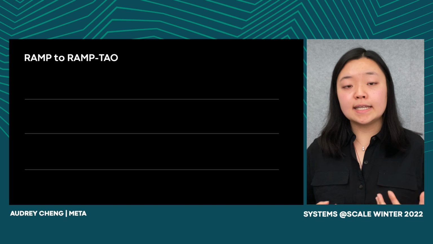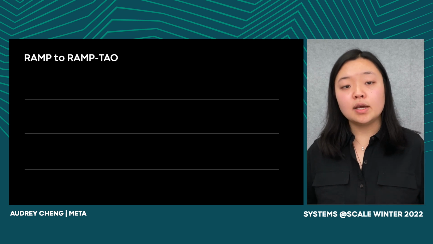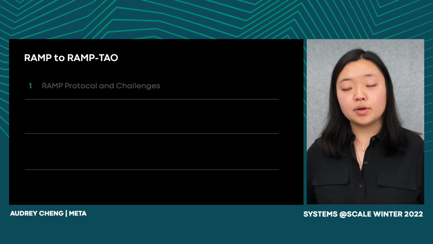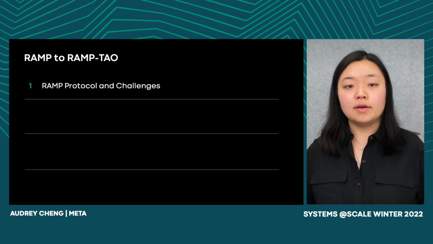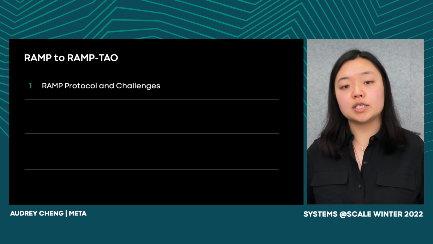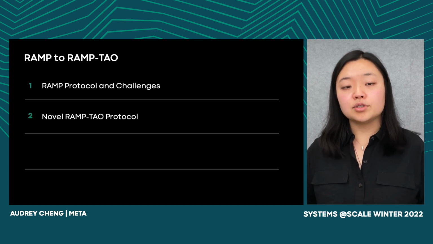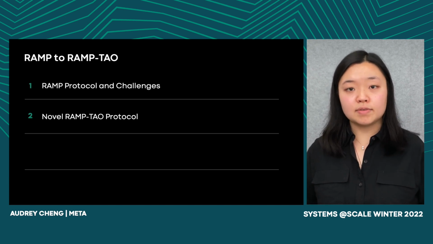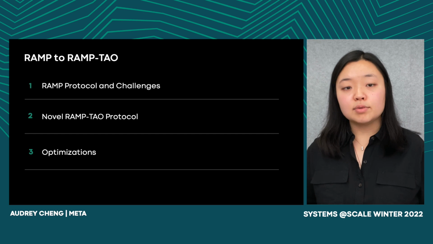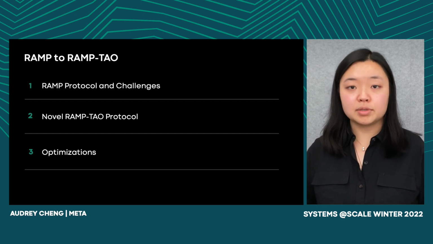So, seeing the need for atomic visibility, we first turn to the RAMP protocols, which are the only algorithms we're aware of that specifically ensure this guarantee. However, there are several challenges to applying them directly to TAO, which we'll cover. And then we'll introduce our novel RAMP-TAO protocol and explain how that's able to ensure atomic visibility at scale. And finally, we'll describe several optimizations that allow our protocol to be feasibly deployed in production.